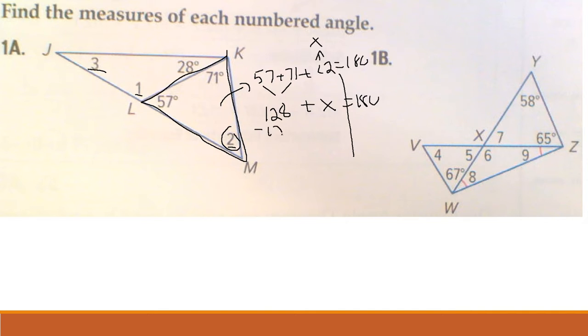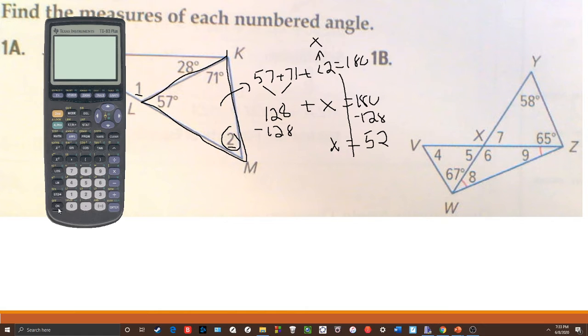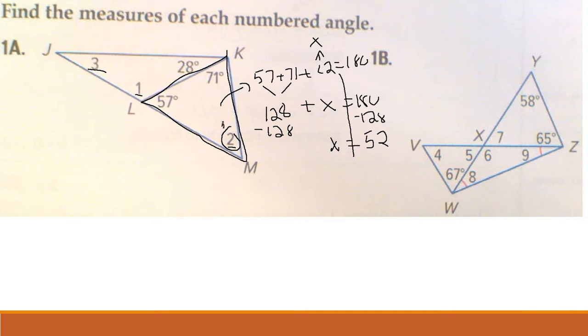And then you subtract 128 from both sides, and you get x is equal to, that'd be 52, right? Let me just double check that to be sure, but I'm pretty sure that's correct. But I'm paranoid about these things sometimes. So 180 minus 128, yeah. So angle 2 would be 52 degrees. Boom, right there. So angle 2 is solved for.